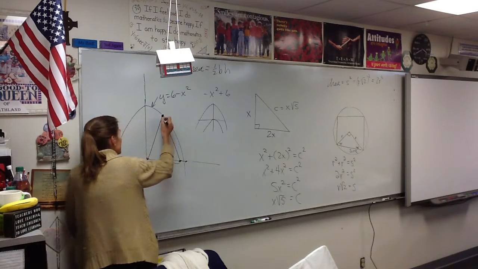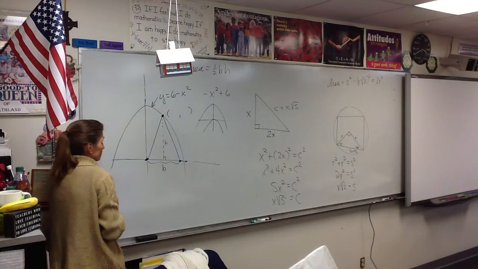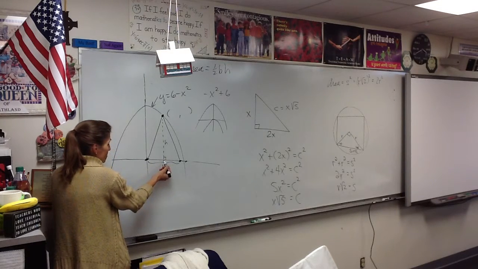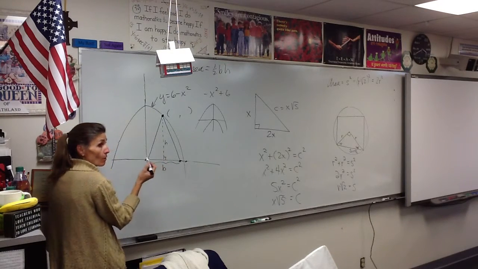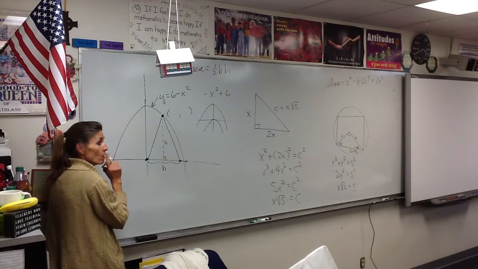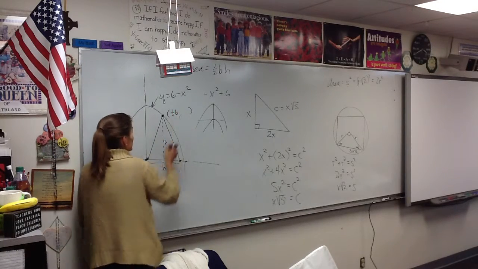What are the coordinates of this point right here? How far over did I go? Halfway. 3? Oh, I didn't go 3, no. 1.5. I went over half of what? B. So that's half of B.